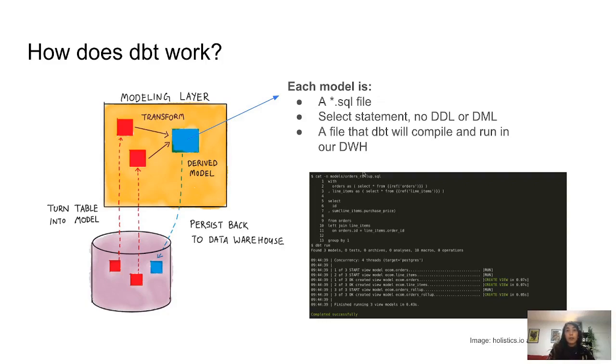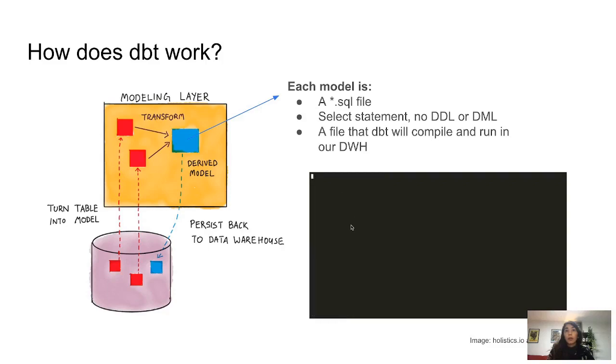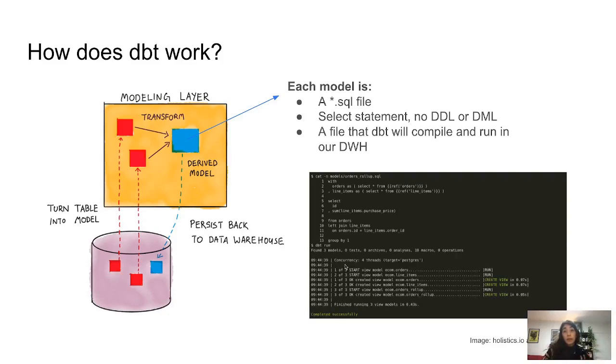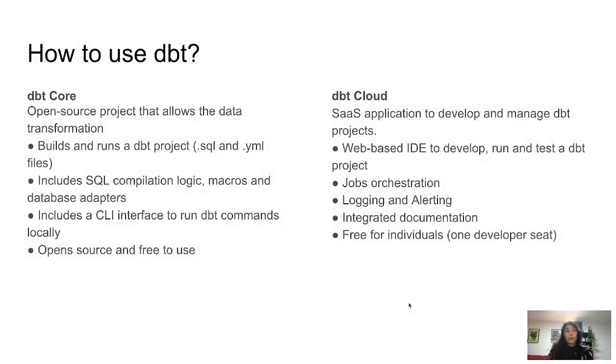And in these SQL files, we can see here how they look. It's essentially a select statement. We're not going to be adding any DDL or DML. And DBT is going to compile that file. And then here we can see how it runs. What it's doing here is compiling that code by creating the DDL or DML file, and it's going to push that compute to our data warehouse. And at the end, we're going to be able to see either a table or a view in the warehouse.